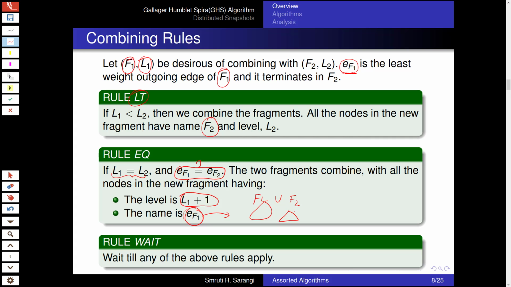And if any of these above rules don't apply, we just wait. We wait for them to apply. So this is basically telling us that small fragments will always go and merge with bigger ones, but equal size fragments have a key condition, which is that their least weight outgoing edges need to be the same. Only then will they actually merge. So they will increment their level and the new name will be equal to the edge that connects them, the least weight outgoing edge.